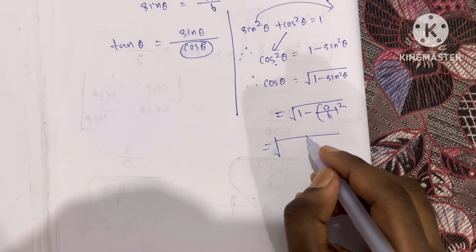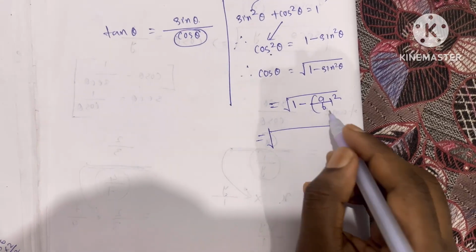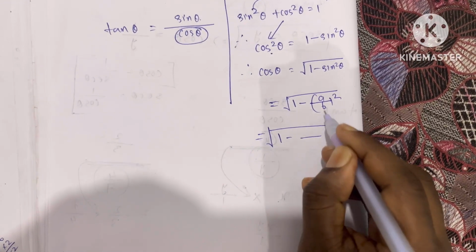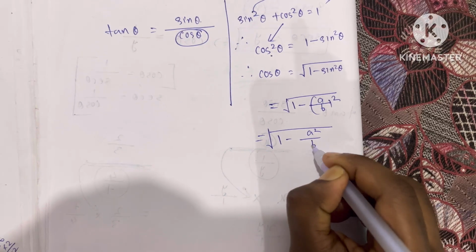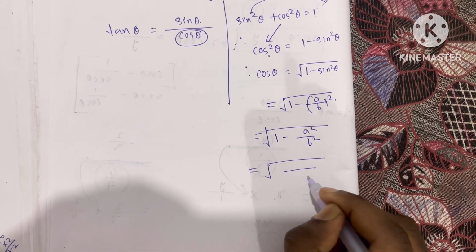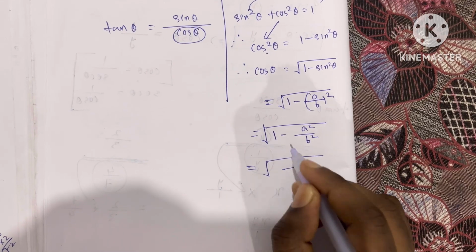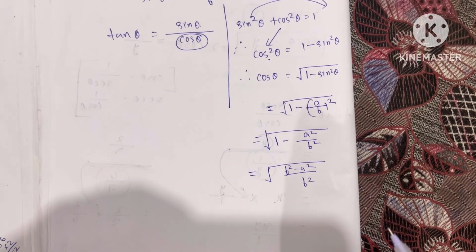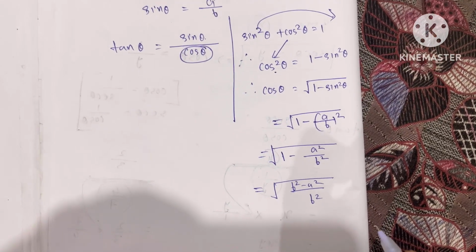So if you find the value of root of 1 minus (a by b) whole square, that means a square by b square. So if you take the LCM b square, then what will it be? B square into 1, what is it? B square minus a square. Right?